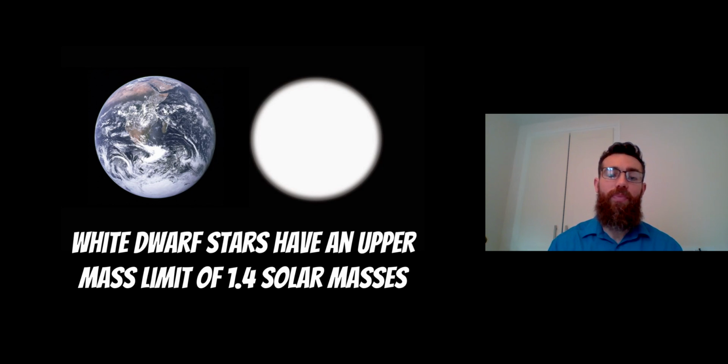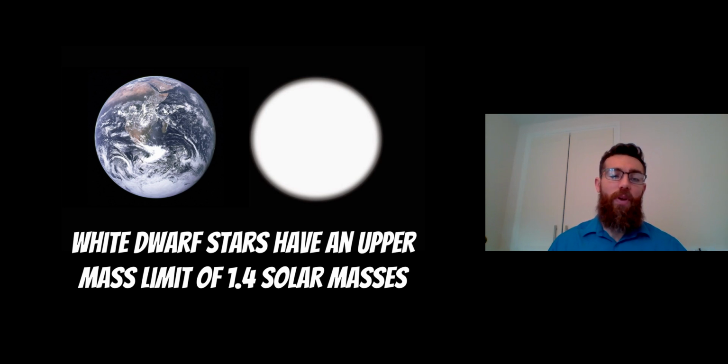Now, white dwarf stars are about the size of the Earth, but they have a very large mass. So they're about the mass of the Sun, and a little bit less. But they have an upper limit of about 1.4 solar masses. So once they get beyond 1.4 solar masses, they're no longer a white dwarf star. They have enough gravitational force to collapse them further, and they can actually become a neutron star.